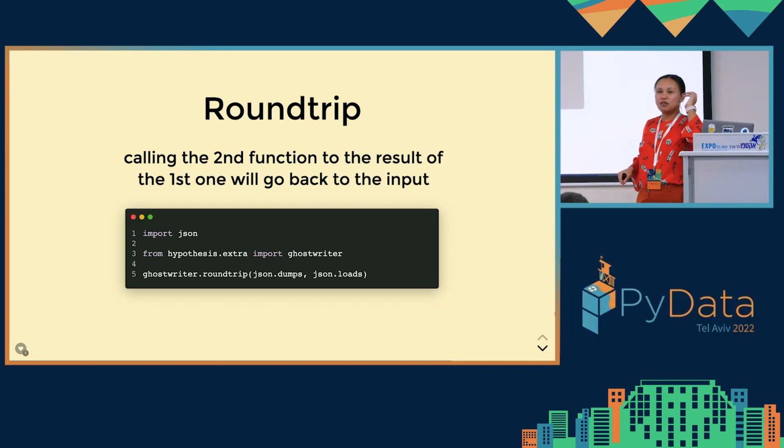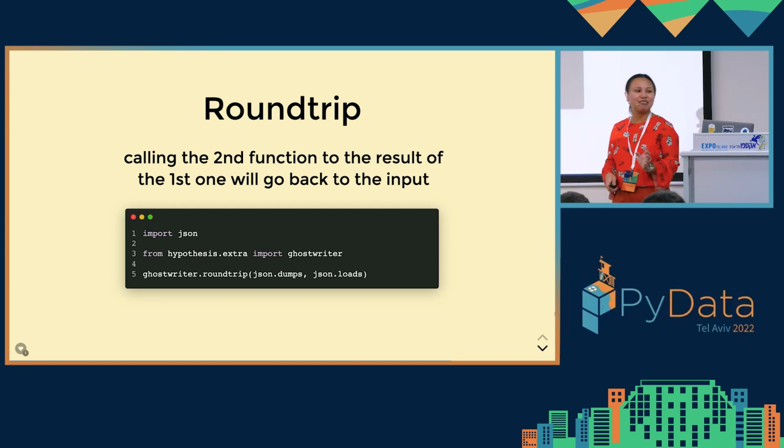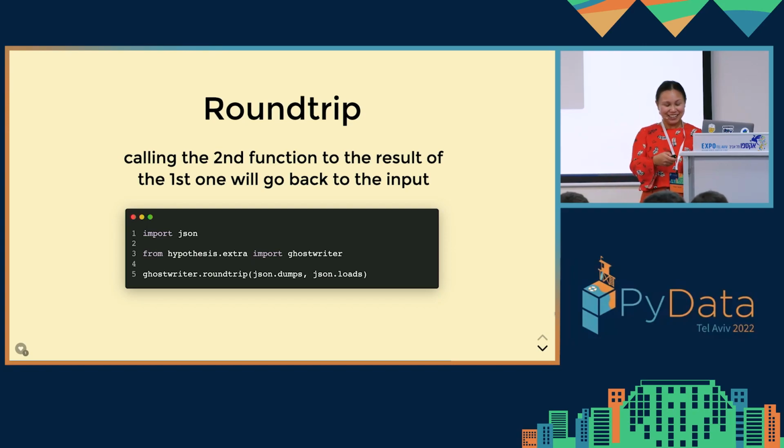So hypothesis will, of course, first of all, you can tell hypothesis that this is a pair: use round trip to generate some tests for me. But if you test the whole JSON suite, when GhostWriter goes through all the functions, it would use fuzz to test the function. But when it sees, wait a second, JSON dumps and JSON loads, I think they are a pair, I would use round trip to test them. So this is how smart GhostWriter is. And yeah, I really love it.